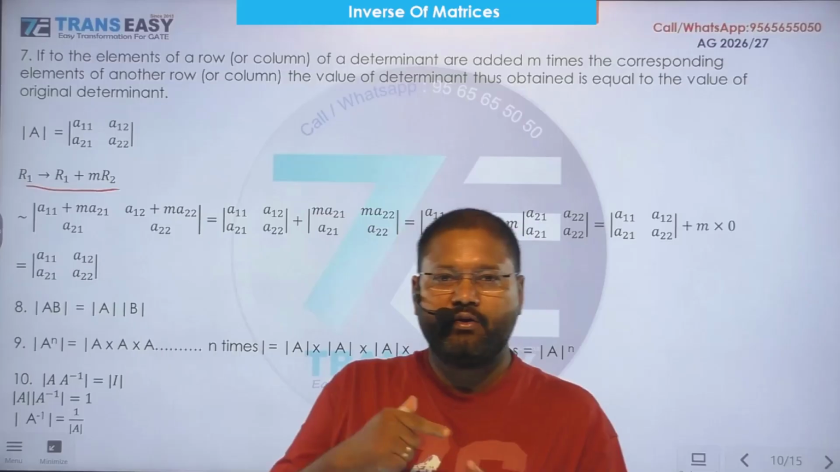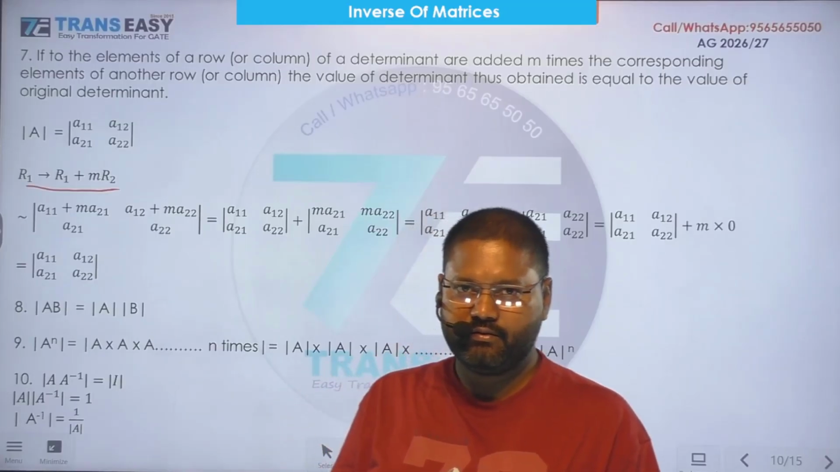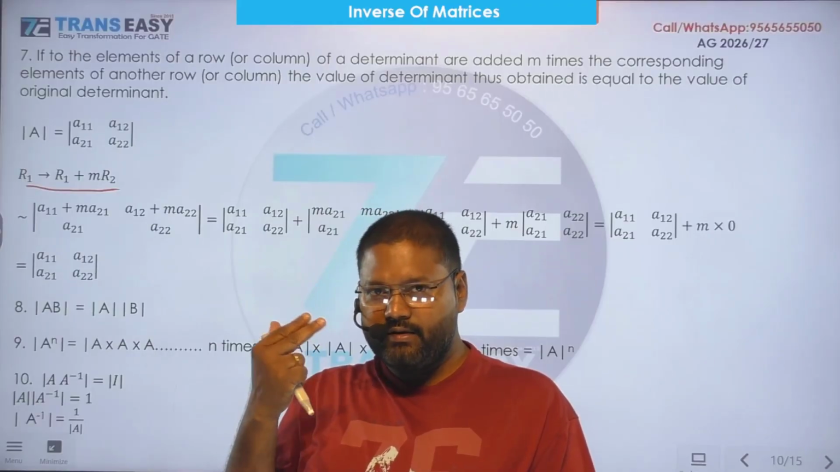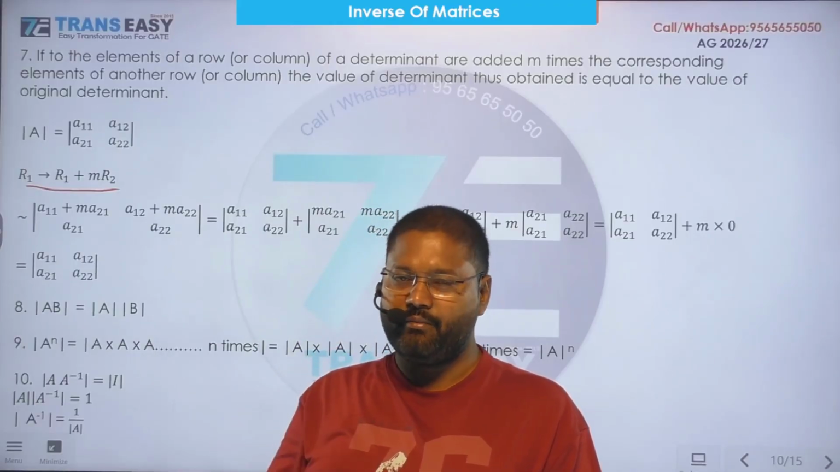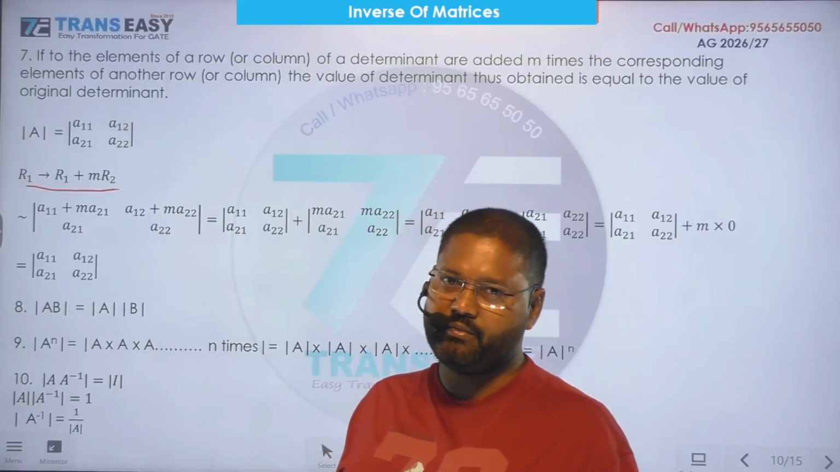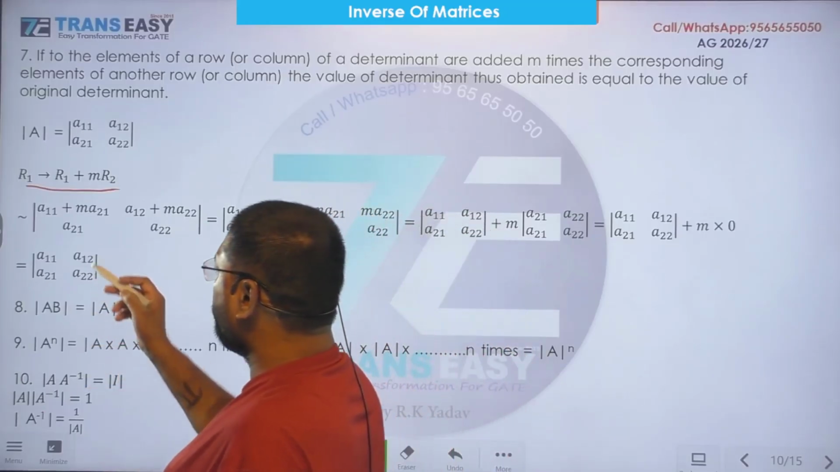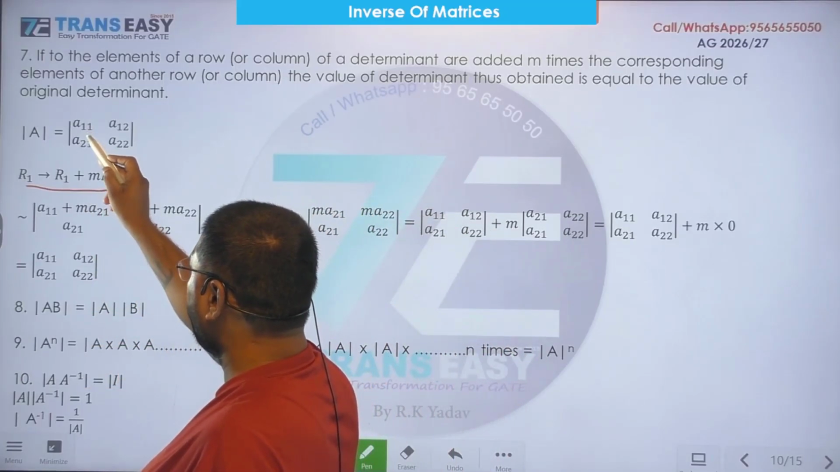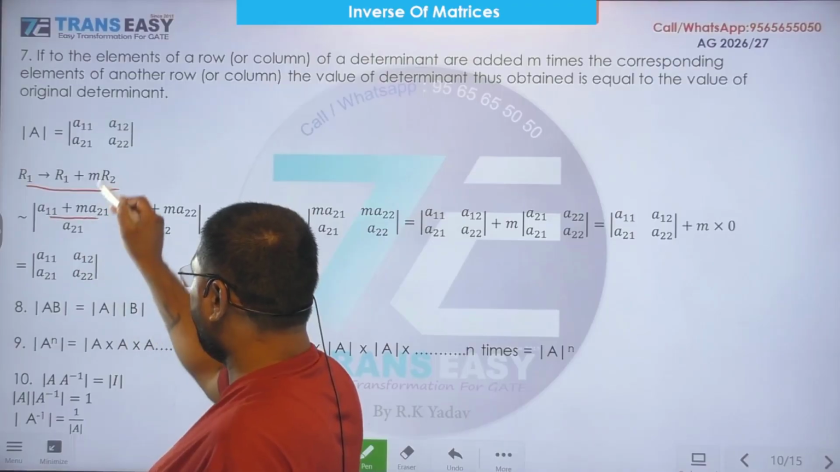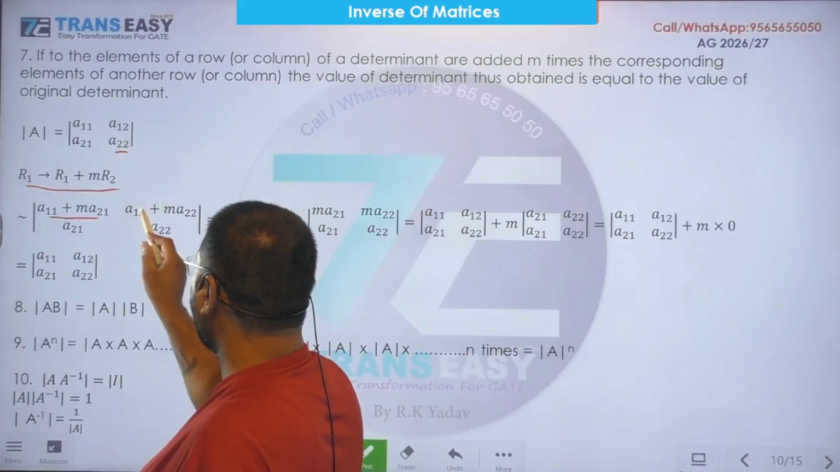फर्स्ट रो एलिमेंट्स में सेकेंड रो एलिमेंट्स के साथ m मल्टीप्लाई करके ऐड करने जा रहे हैं और फर्स्ट रो की जगह पर लिखेंगे. तो this is not going to change the value of determinant. The resulting determinant has the same value like the original determinant. So after this elementary transformation, a11 plus m times a21, and this is replaced by this a12 plus m times a22.